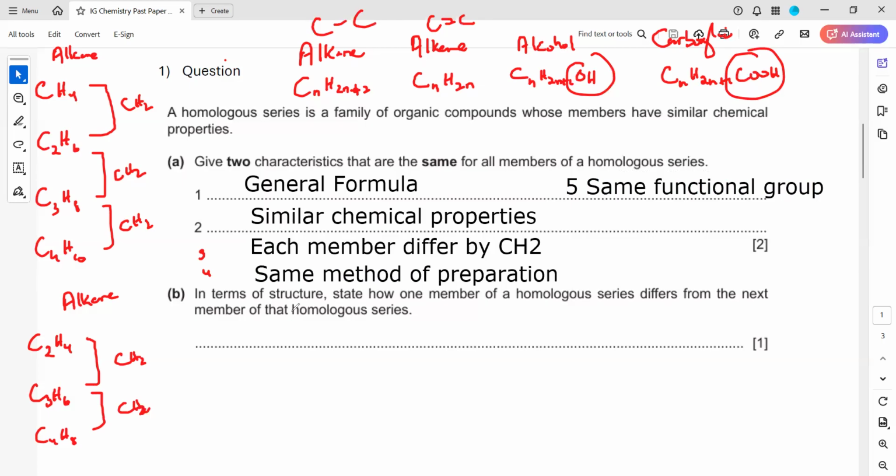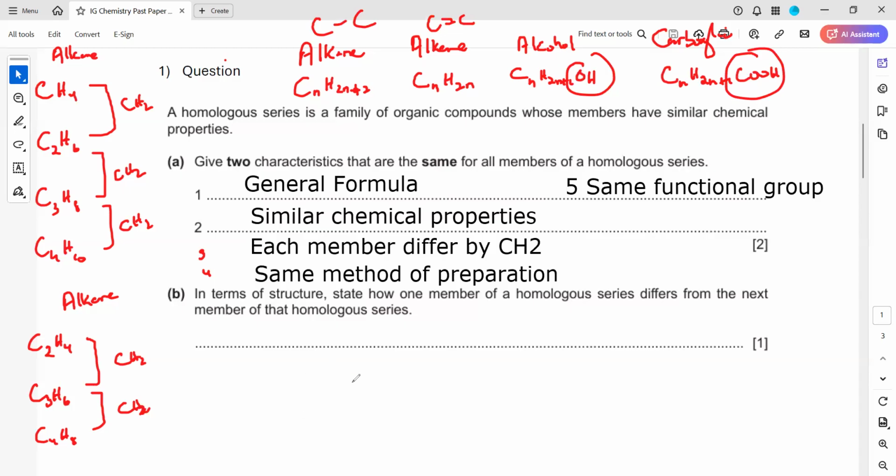So these are some characteristics of the homologous series. Okay, so you have to write any two of them: same general formula, same functional group, similar chemical properties, each member differs by CH2, and same method of preparation.